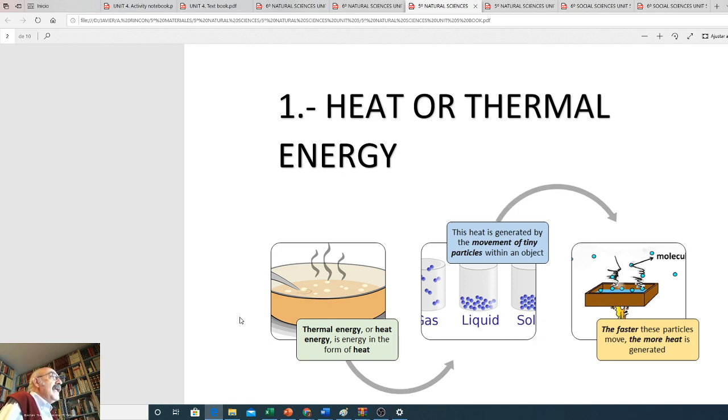And heat energy is the energy that is due to heat. And to understand this properly, you need to take a look at this scheme. So thermal energy or heat energy is energy in the form of heat. And this heat is generated by the movement of tiny particles within an object. And you have to know that the faster these particles move, the more heat is generated.